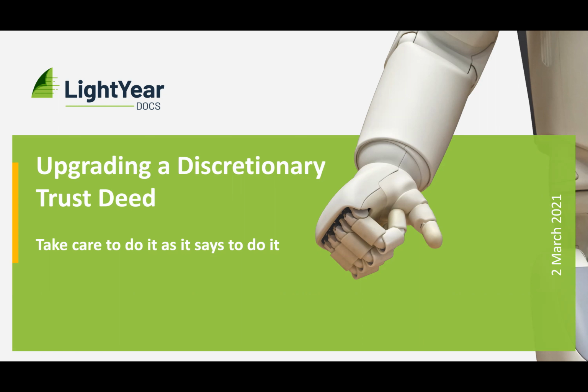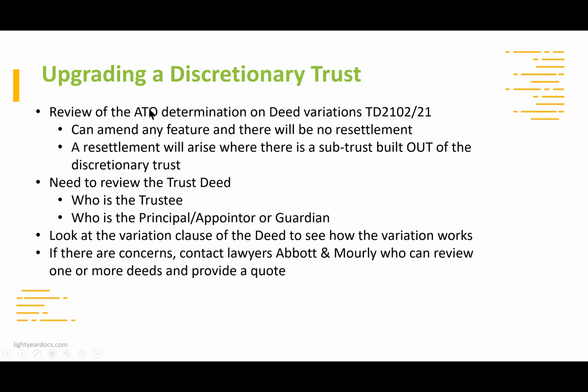Otherwise, what we need to do is effectively go through the process of seeing what the existing deed says in terms of varying, amending, or upgrading the deed. So let's just go down and have a look at some of the particular issues before we jump into what the deed is, and then I'll build one on the LightYear Docs site. So the first thing is upgrading a discretionary trust.